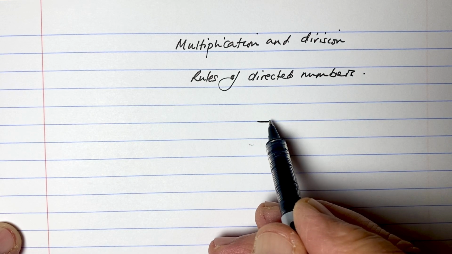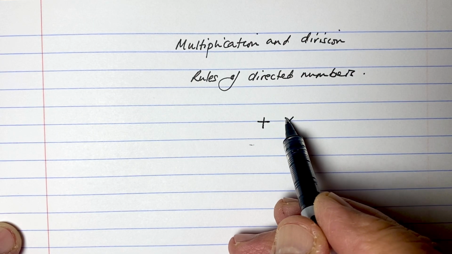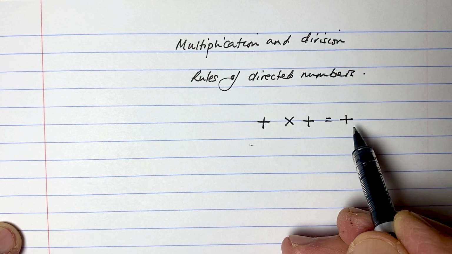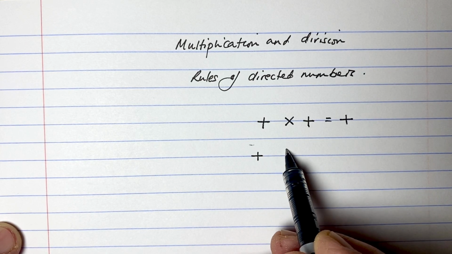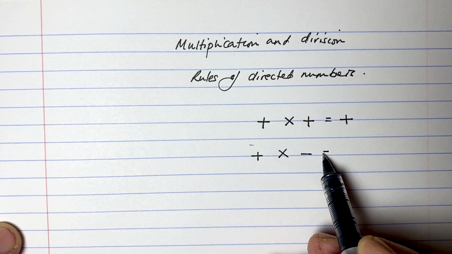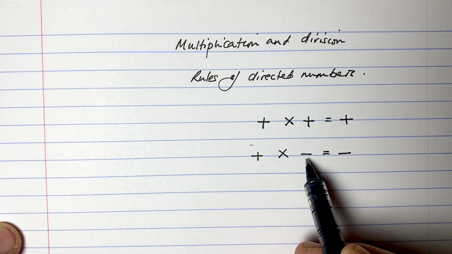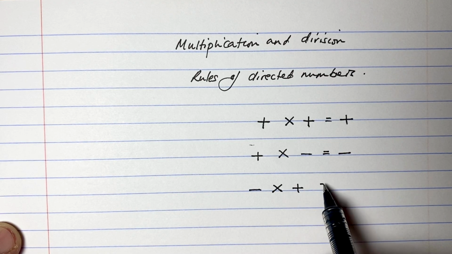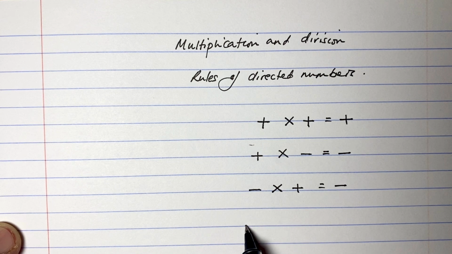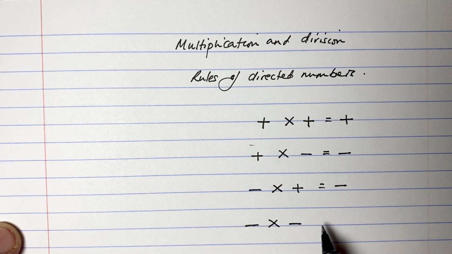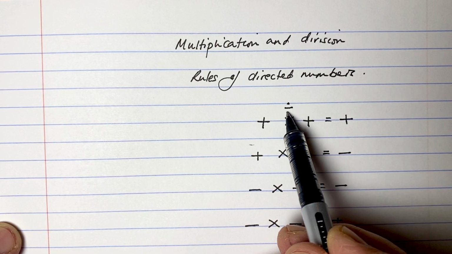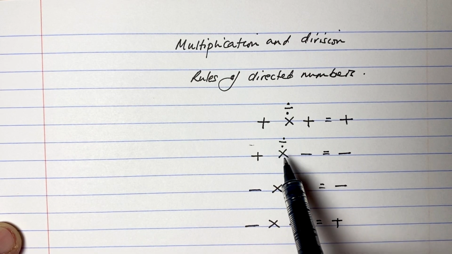A positive number, when it's multiplied by a positive number, the result will be positive. A positive number times a negative number will be negative. The order doesn't matter, whether negative times positive or positive times negative, the result is negative. And when you multiply two negative numbers, the result is positive. The same rule applies to division. So if you know the rule for multiplication, the division is exactly the same.